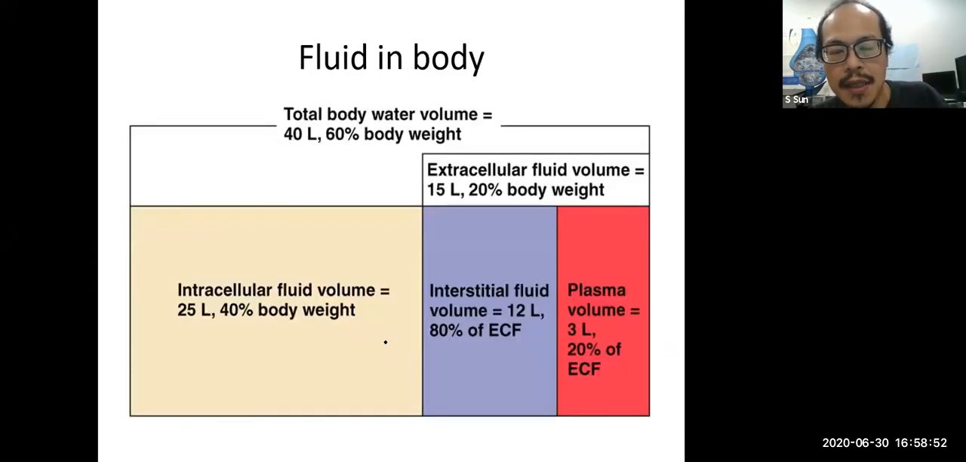So in the body, we can classify the fluid into intracellular fluid and extracellular fluid. You don't need to remember a number, you just need to know that extracellular fluid is outside of cells. Interstitial fluid is extracellular fluid. Plasma is extracellular fluid. That's something you must know: plasma is not intracellular, it's extracellular. Interstitial is also extracellular fluid, okay?